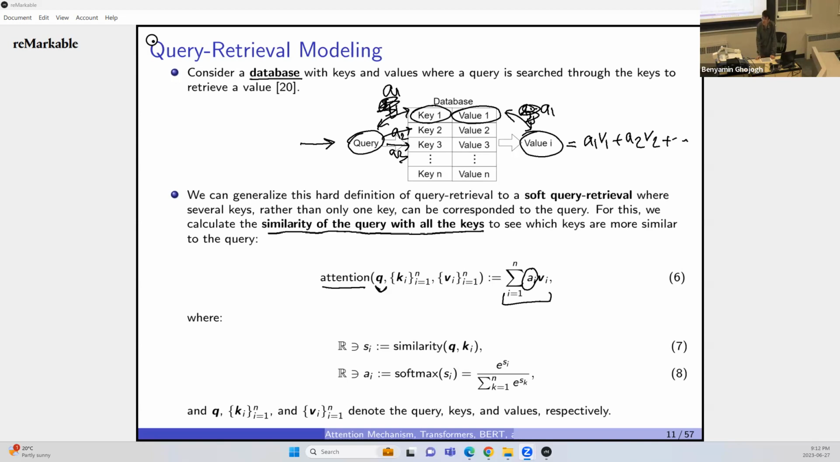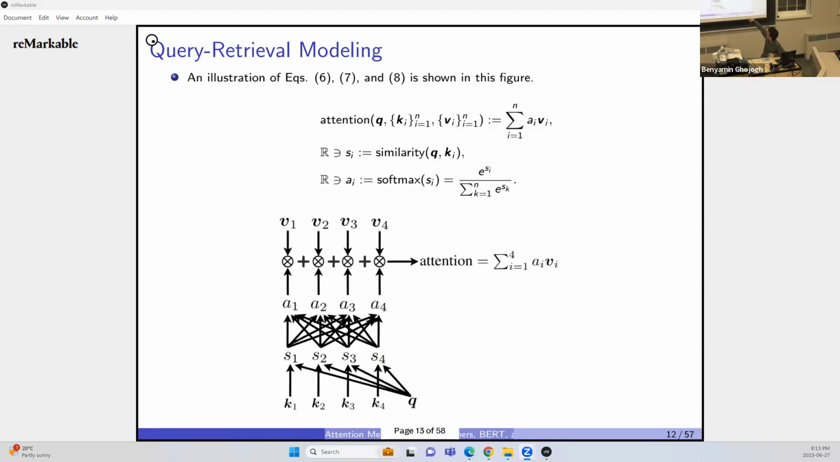This is query, Q, the vector Q for the query. And we have N keys, Ki, N values, Vi, right? Ai is what? It was the softmax of Si. Do you remember? We talked about it. Softmax of Si. And what is Si? It's a similarity, any similarity measure between the query and the key Ki. So Si is a similarity of the query and the i-th key. Okay. So you can plot it in this way.